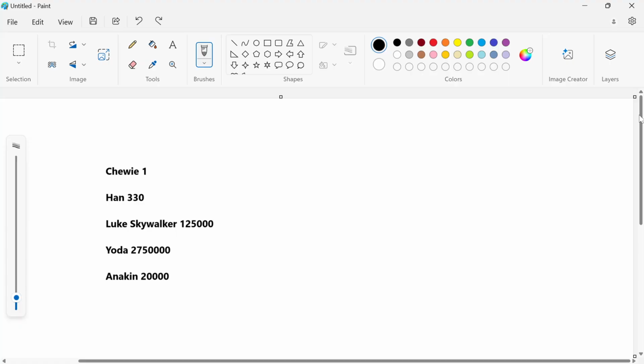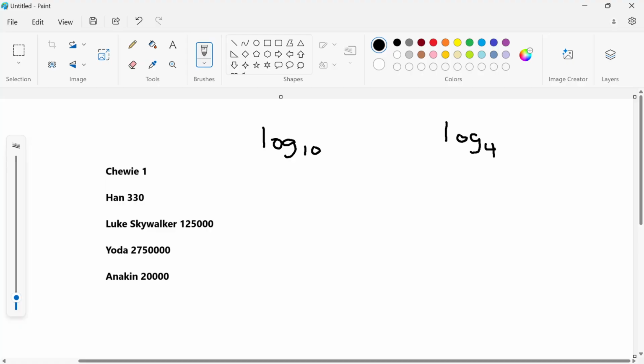So for this one, I'll just do a couple. Log base 10. So for example, the first one would be log base 10 of 1, and whatever that number is. Log base 10 of 330 for Han, whatever that number is. And then I'm going to use log base 4. Because in the Star Wars world, it says, may the Force be with you. So may the 4th be with you. May the 4th is Star Wars Day.